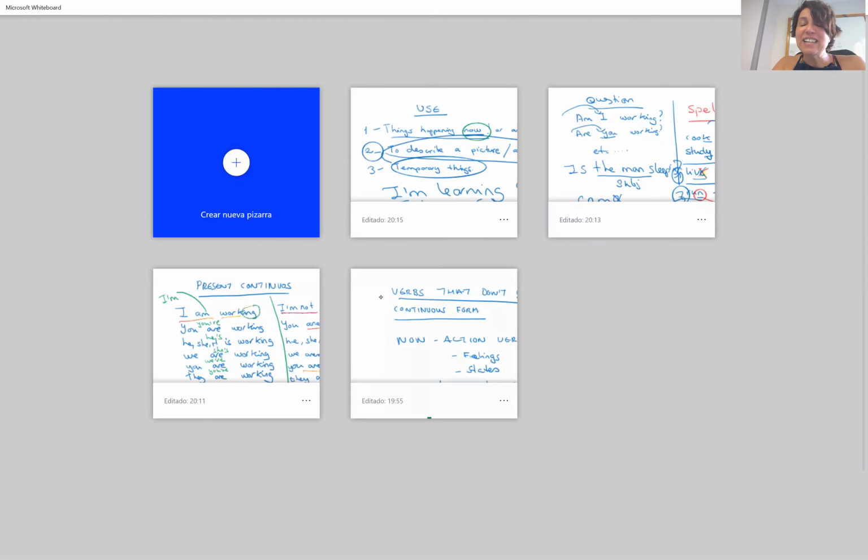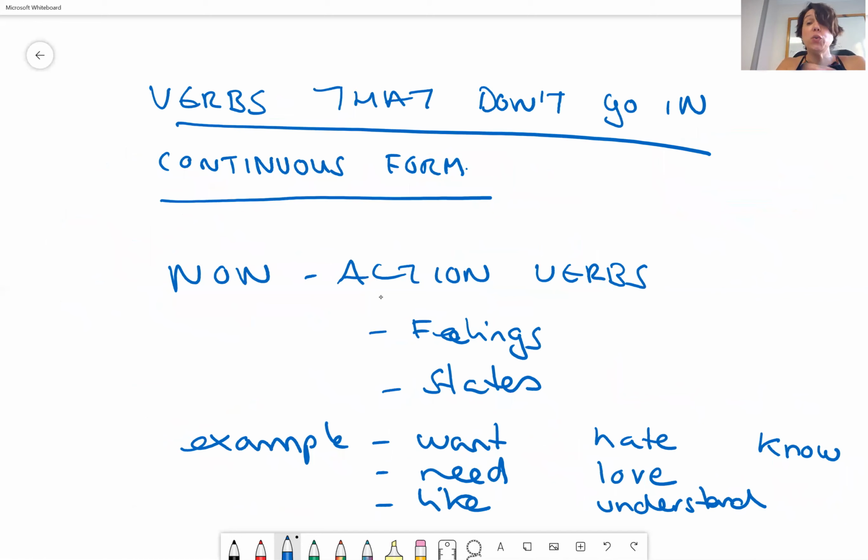The last thing, yeah, so when do we use it? When do we not use it? So there are some things that could be happening now, but it doesn't mean we have to use a present continuous. So we don't use a present continuous in verbs which are not actions, which are feelings or states.